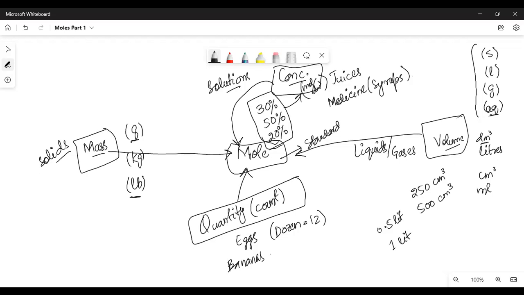Because of which, you are going to face 4 different formulas for mole in this chapter. One formula is going to convert mass to mole for you. The other formula is going to convert volume to mole for you. And then there would be counting to mole for you, count or quantity to mole. That would be another formula. And finally, concentration to mole for you. So that's what this chapter is going to be about.